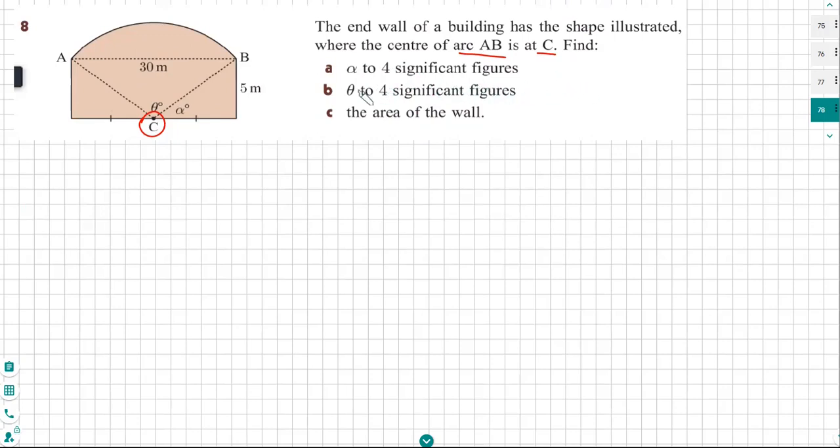So what is alpha here? Alpha is this angle, right? And theta also should be found in part B. In C part, we have to find the area of the wall. Okay, we'll do first A part. In A part, we need alpha. As this is a rectangle, these two lengths are equal.